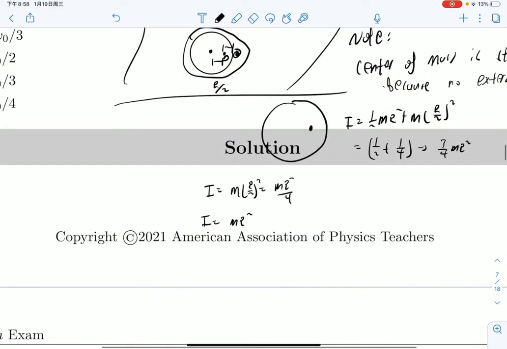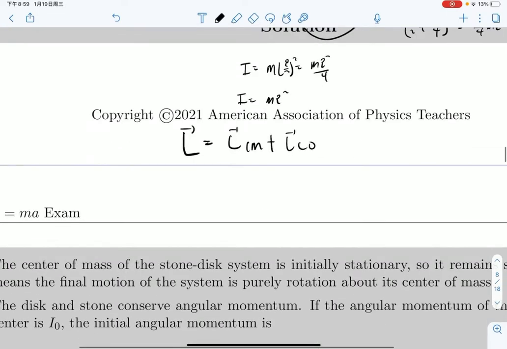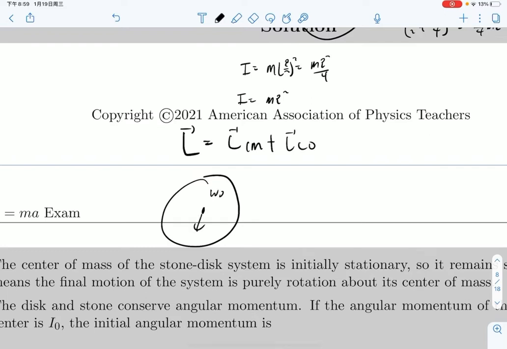And you also need to know a theorem, which is the total angular momentum is equal to the angular momentum around its center of mass plus its center of mass angular momentum around the fixed point, we call it O. So basically, if you have a disk rotating at omega and its center of mass velocity is v0, and you want to find the L around a fixed point, and we call it A.